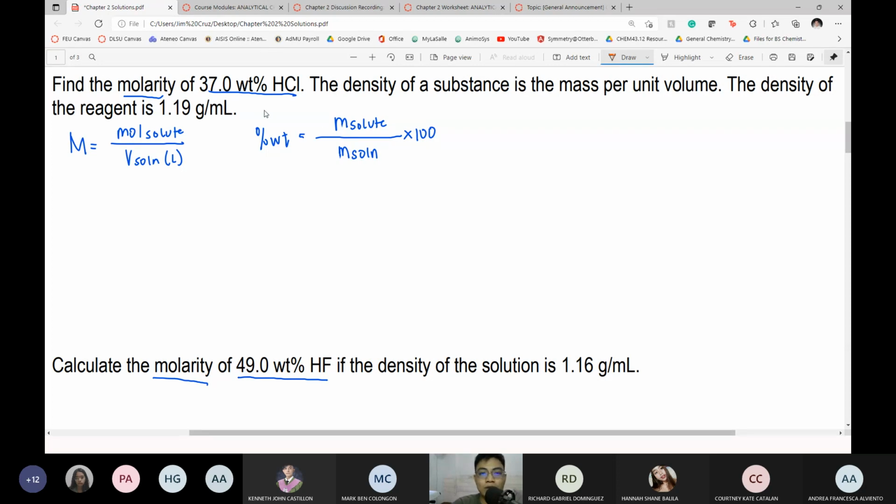Look at the top part, the numerator portion. This is mass solute. That is mole solute. Di ba we can convert the mass into the mole? How do we do that? We divide the mass of the solute by the molar mass. Di ba? Okay? So yan. Ibig sabihin, yung mass ng solute natin, pwede natin siya gawing mole of the solute. So, ibig sabihin, yes, it is indeed possible to convert percent weight into molarity.